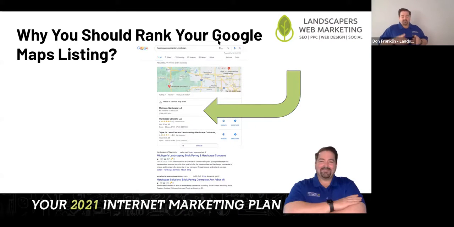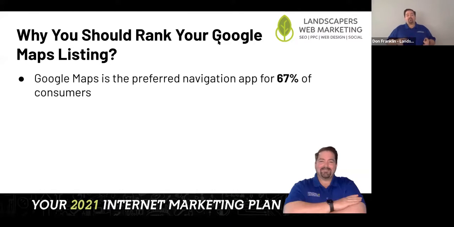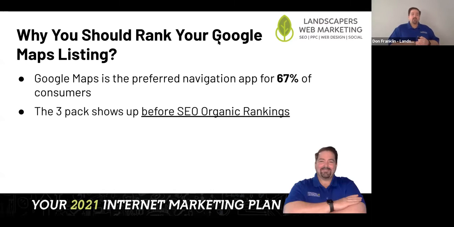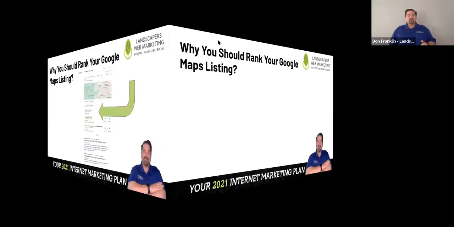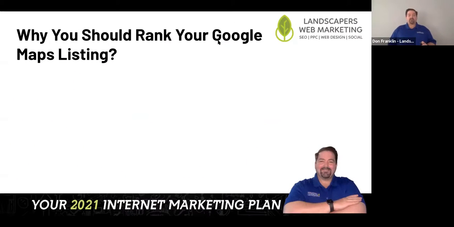So then we have the maps listing. This is the second location where you can get yourself onto the first page of Google. And it's important: there are only 3 listings that get displayed in the map section. This is important for local businesses, and here's why. Google Maps is the preferred navigation app for 67% of all consumers. So the navigation app they're using on their phone is Google Maps. The 3-pack of the Google listings in the maps, as you just saw right here, shows up before the organic section.